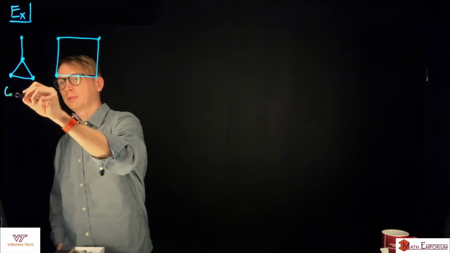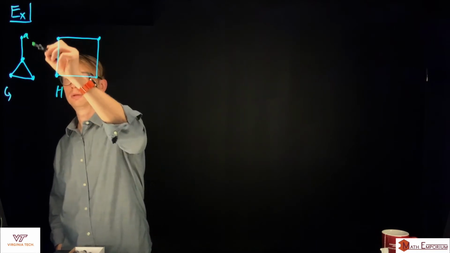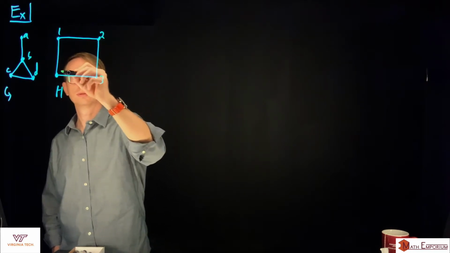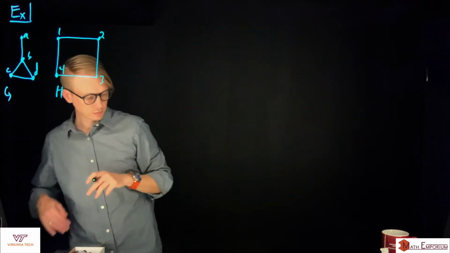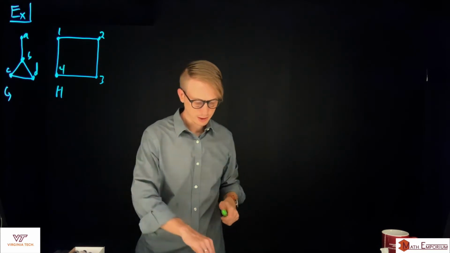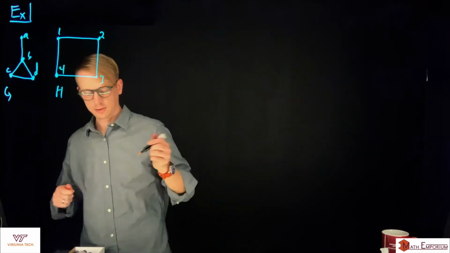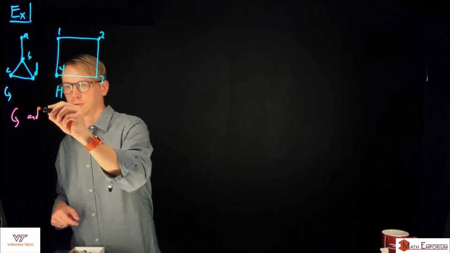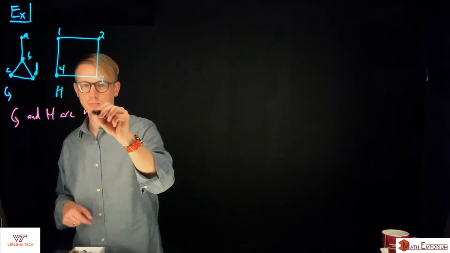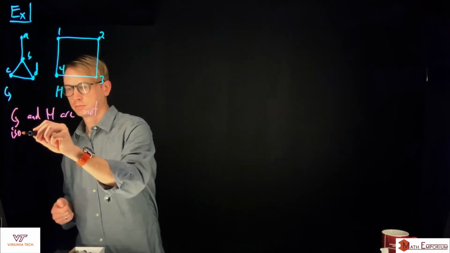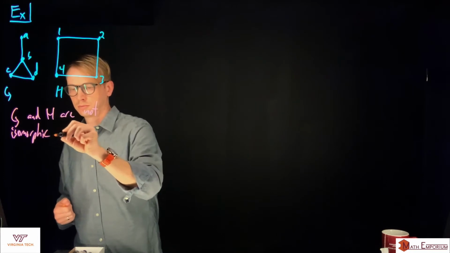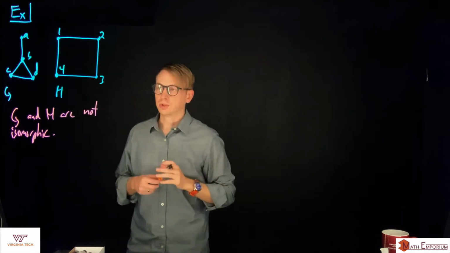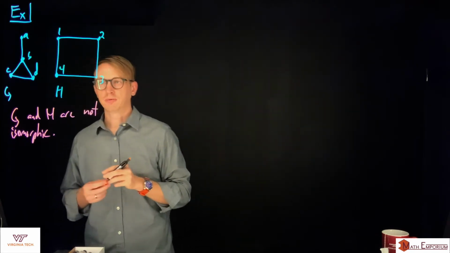All right, let's do some names here. So here's G and H. Maybe I'll use letters for this and numbers for this. All right. Our claim here is that G and H are not isomorphic. Okay, so functionally speaking, we're saying an isomorphism cannot be found.